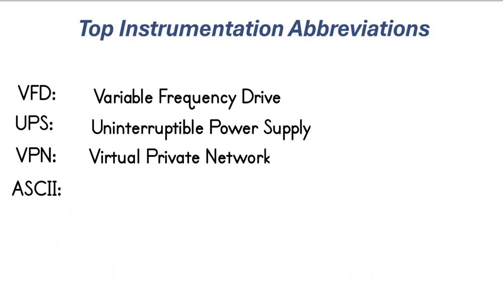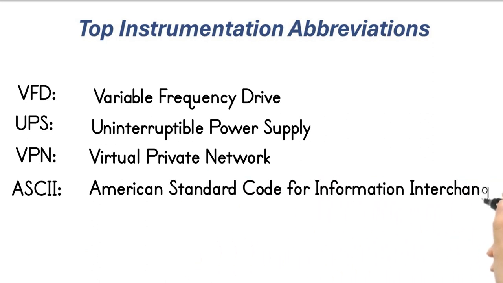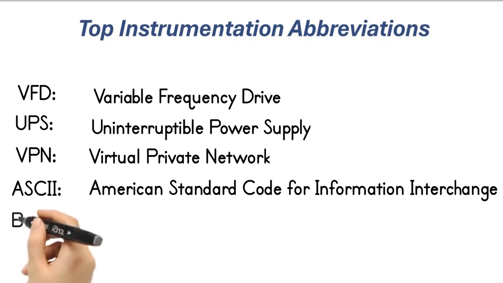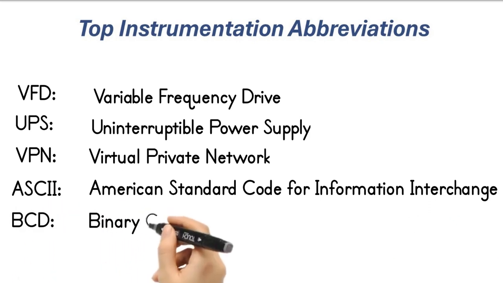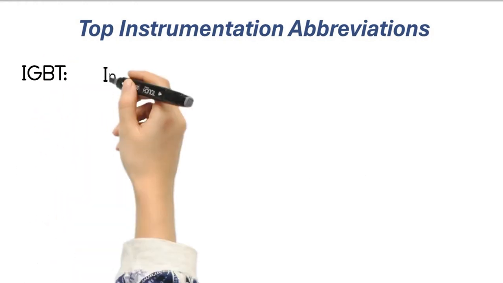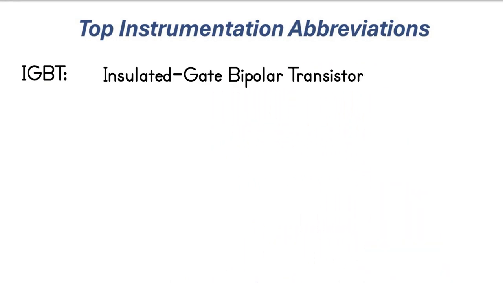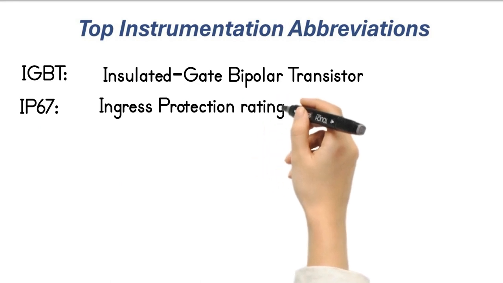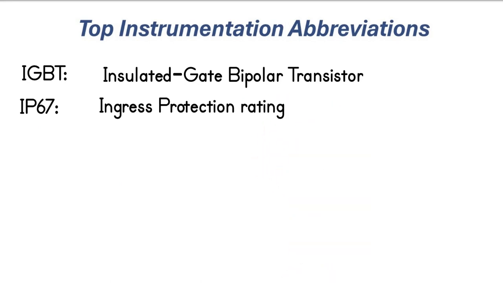ASCII. ASCII stands for American Standard Code for Information Interchange, a character encoding standard for electronic communication. BCD. BCD stands for binary coded decimal, a binary encoded decimal representation of integer values. IGBT. IGBT stands for Insulated Gate Bipolar Transistor, a semiconductor device used in high-power applications such as motor control and power supply.